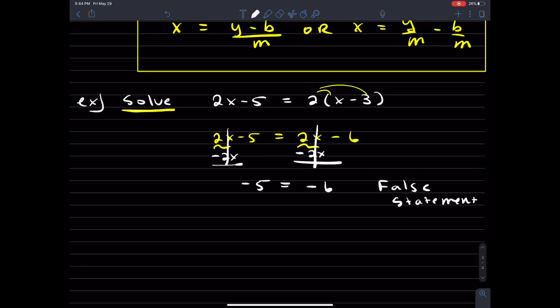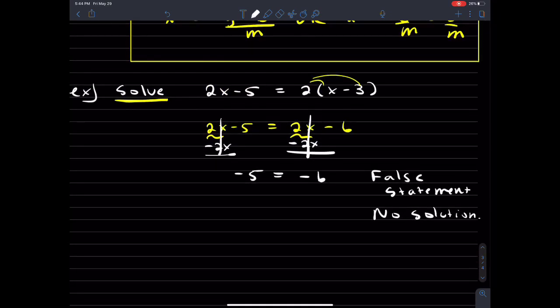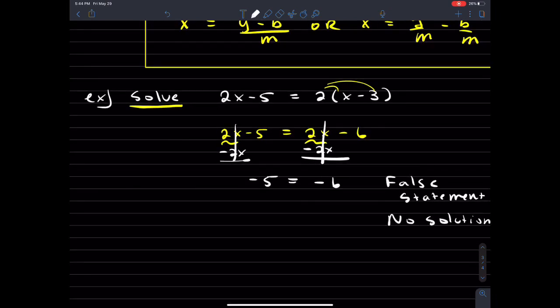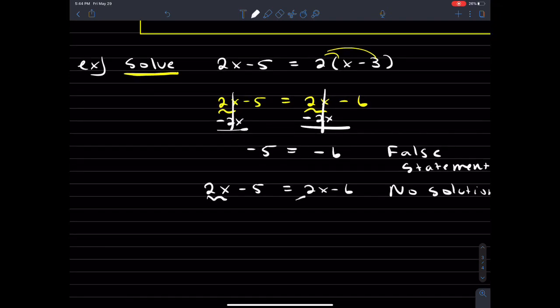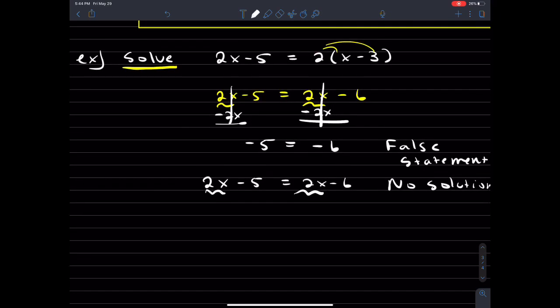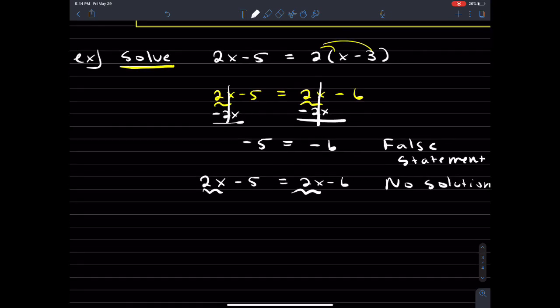Okay? So a false statement means that there's not going to be any solution. There's no solution. Let me explain why. It means I can't find anything. It means nothing that I can plug in will yield a true statement. Let's look at the previous 2x minus 5, 2x minus 6. Before we subtracted off 2x, these are equal on both sides. And then if you subtract 5 from one side of that and 6 from the other, nothing you plug in will ever give you a true statement.